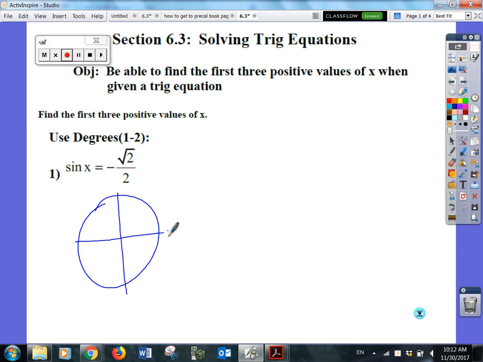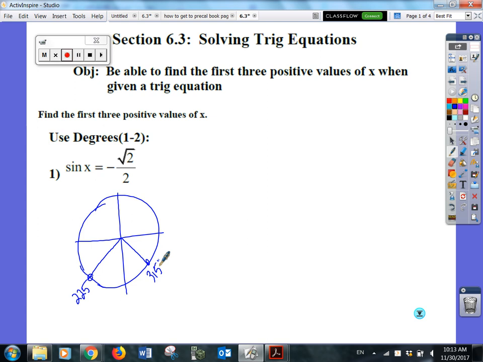So I want to think about where sine of x is equal to negative root 2 over 2. Well, that's going to be right here at 5 pi over 4. Oh, but we're in degrees, so that's 225 degrees. And then it happens again right here at 315 degrees. If you were to ask what is sine of 225, you would get negative root 2 over 2. And sine of 315 also gives negative root 2 over 2. Both those places is where that happens.